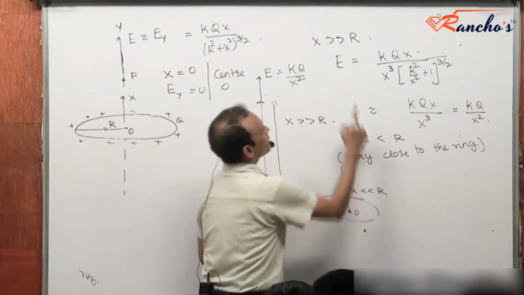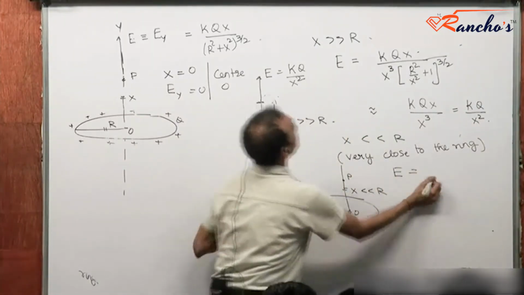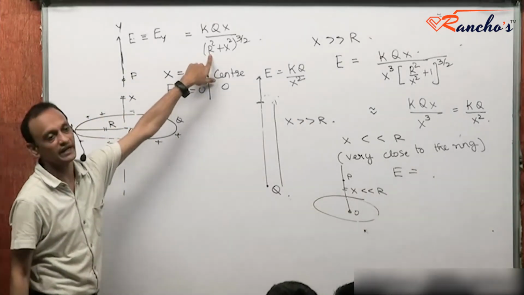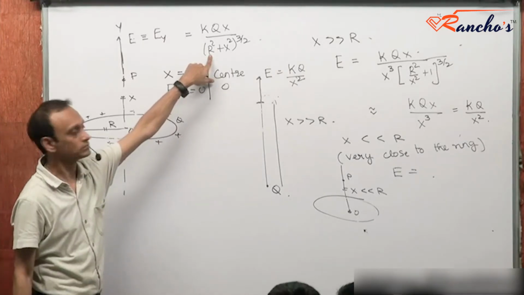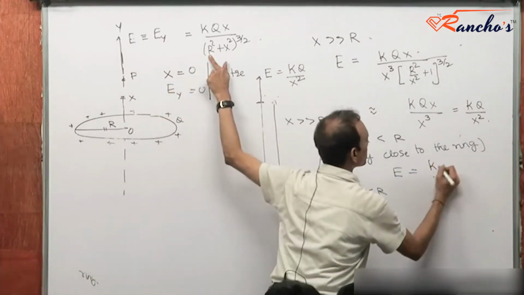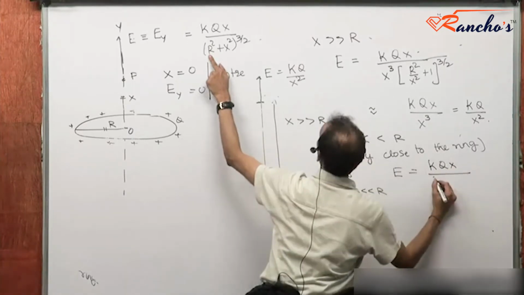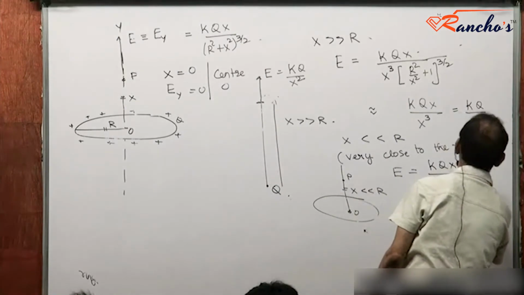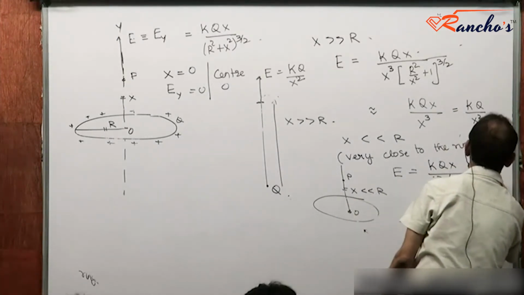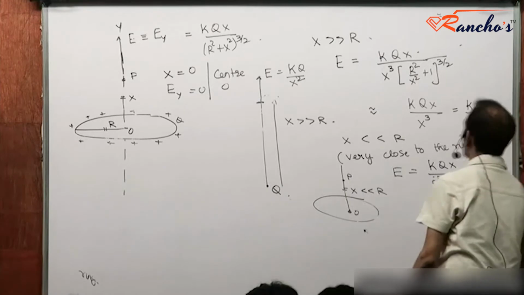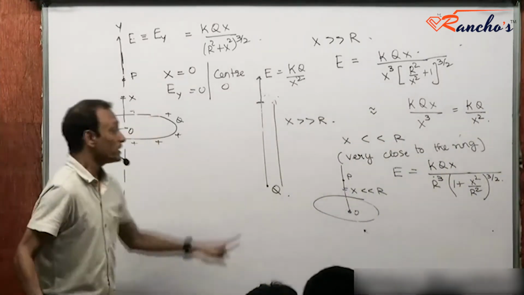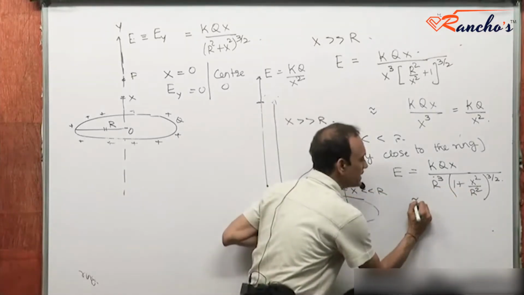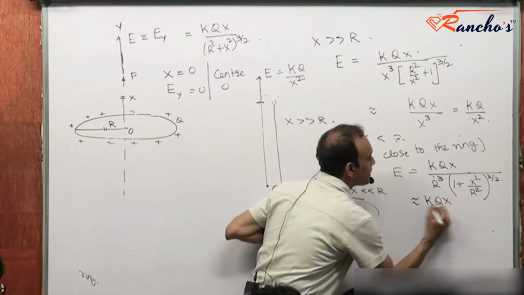then what will the electric field E be? What I do is, I take r squared common. So kqx by r cubed, times 1 plus x squared by r squared to the power 3 by 2. This is what I get. Now, if x is much smaller compared to r, I can ignore this. So this approximately becomes kqx by r cubed.